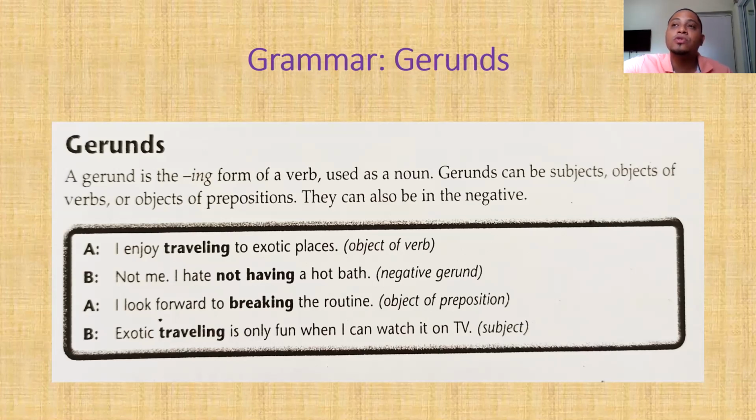Now, you can also use gerunds as subjects, right? But when can you use it as subjects? Well, I'll tell you, 90% of the time when you have gerund working as a subject, gerund is at the beginning of the sentence. For example, see this, it says, exotic traveling, you see, is only fun when I can watch it on TV. So everything that this sentence is talking about or touching is about traveling.